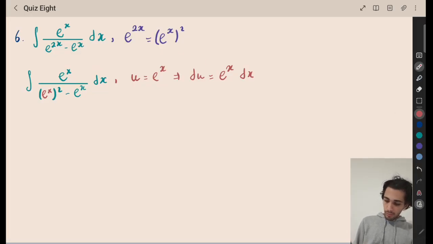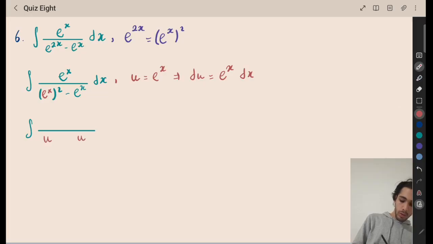So let's do that. e to the x is u, so I'll just write u, and here I'll write u. Here I'll just write e to the x. Now notice that we still need to make dx the subject.